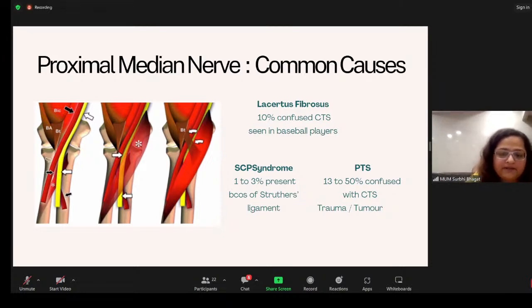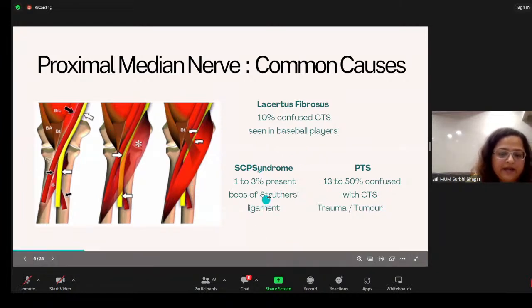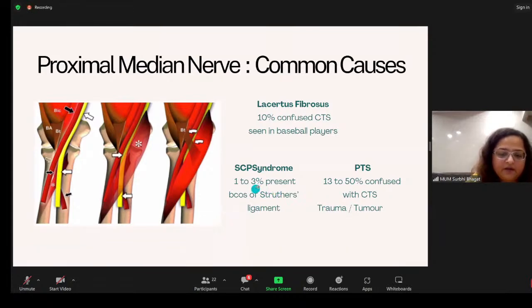Okay. Then lacertus fibrosus syndrome is the second most common. 10% of the time, again, it is confused with CTS. More commonly, it was described earlier in baseball players, where they have throwing activity and the muscles get hypertrophied and the fascial layer compresses the nerve. Supracondylar process syndrome is not very common, but it can be seen in 1 to 3% of the patients. And as I said, even if the bony spur is not present, still the ligament can compress the median nerve.